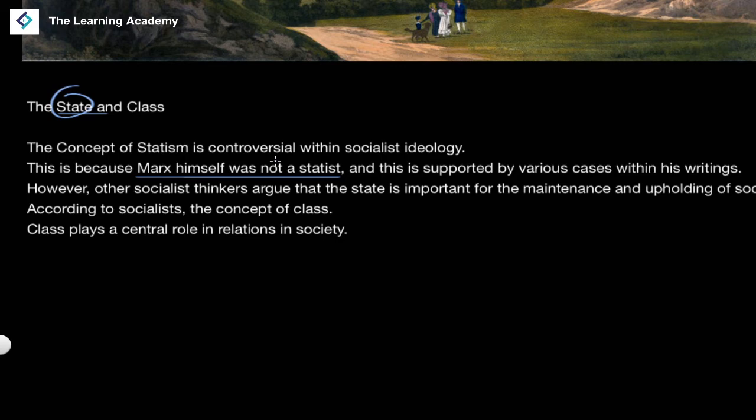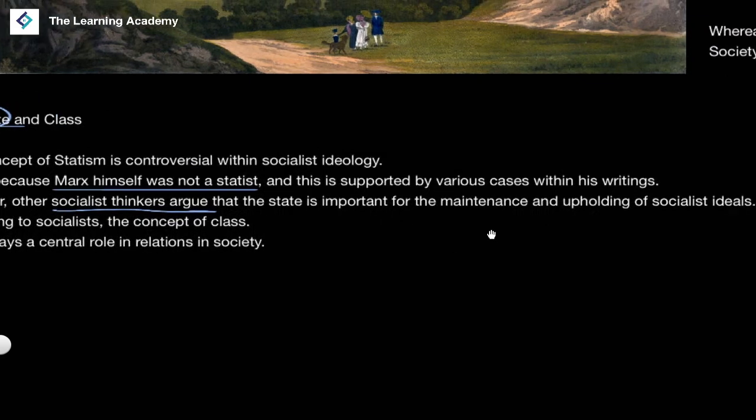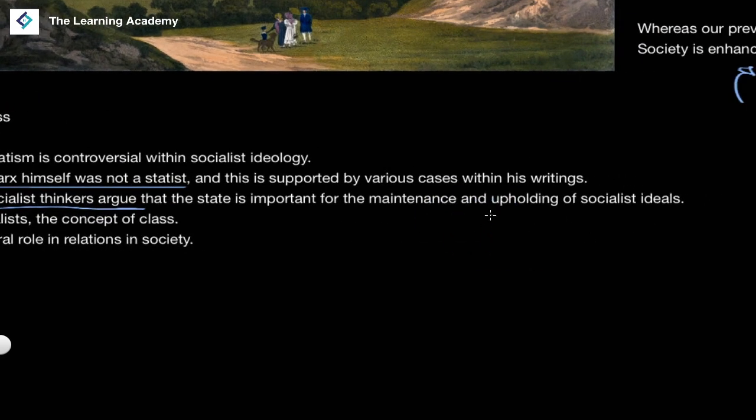So he would use those two, but tending to prefer to use communism. Whenever he did use socialism on its own individually as a specific thing, it was often to critique a lot of those whom he disagreed with within society at the time. So, for example, utopian socialists were an example of where there was a great amount of disagreement. Other socialist thinkers, however, like to argue that the state is important for the maintenance and upholding of socialist ideals.